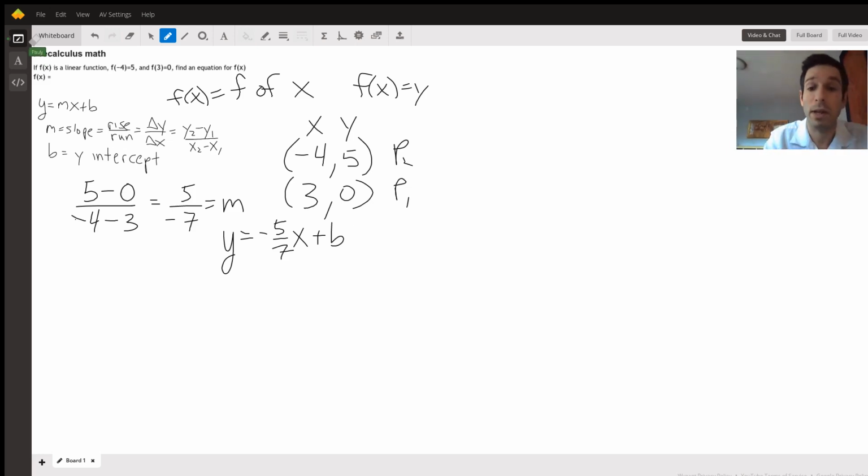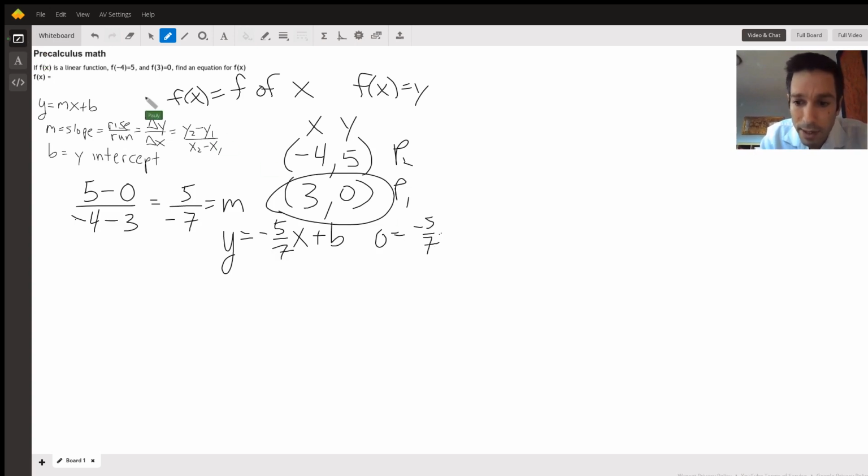It doesn't matter which point you plug in. I'm going to plug in 3 and 0 because I like plugging in zeros because that makes it easy. So 0 equals -5 over 7 times 3 plus b. Now this is 3 over 1. I don't know where you're at with fractions. Multiplying fractions is the best operation with fractions because you multiply the tops by the tops and the bottoms by the bottoms. So -5 times 3 is -15. And 7 times 1 is 7.